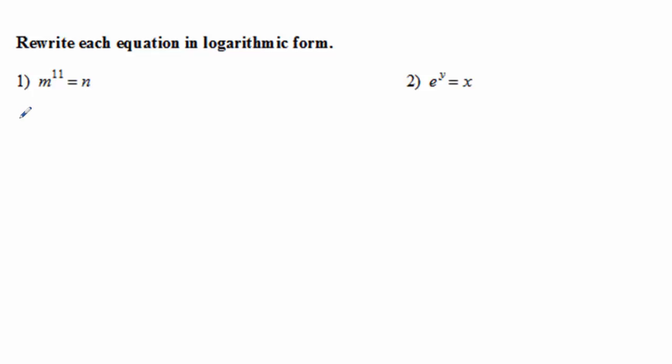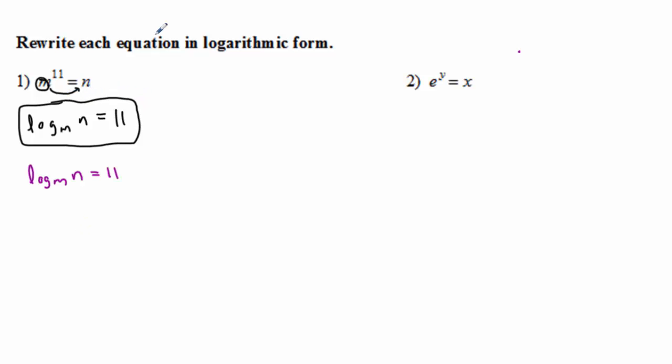Number 1 says rewrite each equation in logarithmic form. So all we have to do is, there's not a log in it, so we're going to put a log in it. So it's going to be log with a little m, okay, because that's our base, of n equals our exponent. A key thing to remember is it always equals the exponent when we rewrite into a logarithm. Okay, it always equals our exponent. So this is our answer. That's all we had to do.